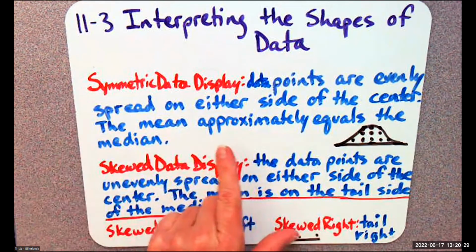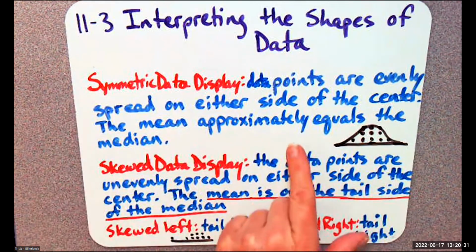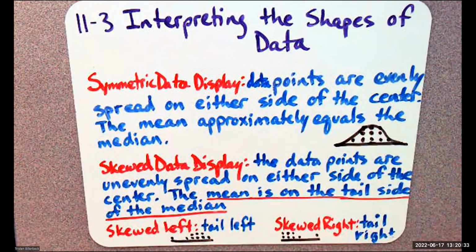We are going to talk about 11.3, interpreting the shapes of data. A symmetric data display has data points evenly spread on either side of the center. The mean approximately equals the median. So this looks like a symmetric data display right here.